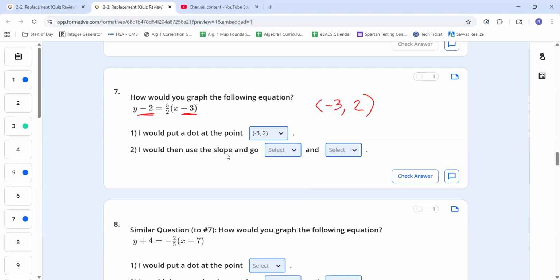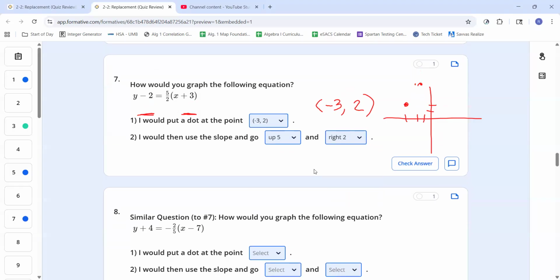And then I would use the slope, and that's a point on the graph. So -3, 2 is a dot right there. And then you use your slope and go up 5 and right 2. So something like right there. So you'd want to go up 5 and then right 2.